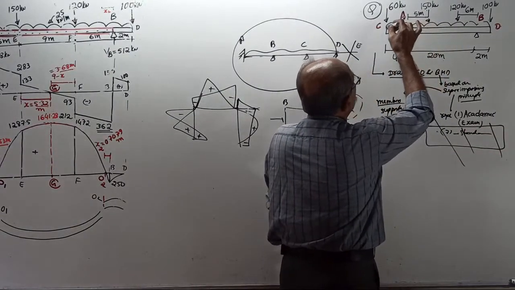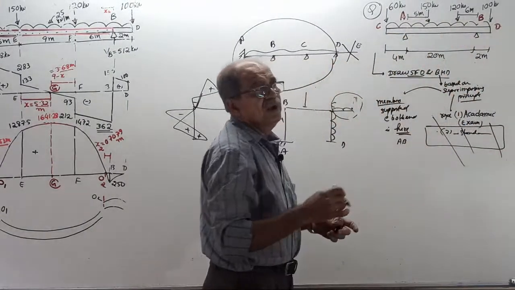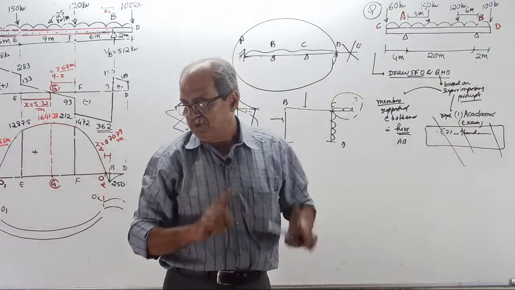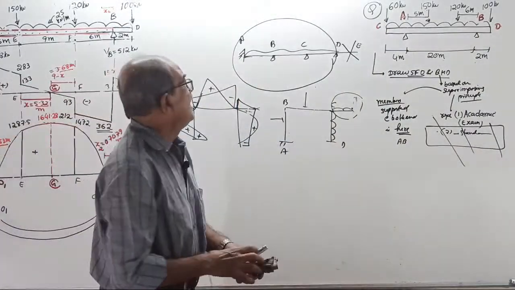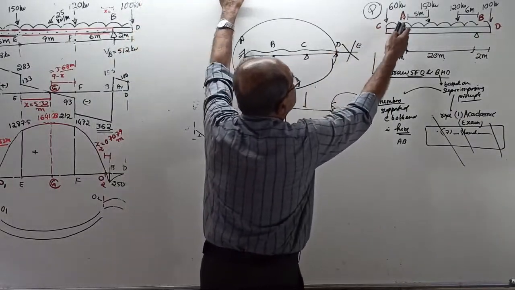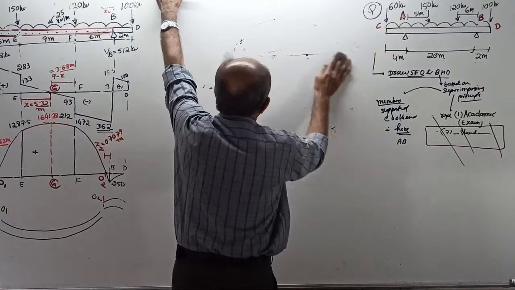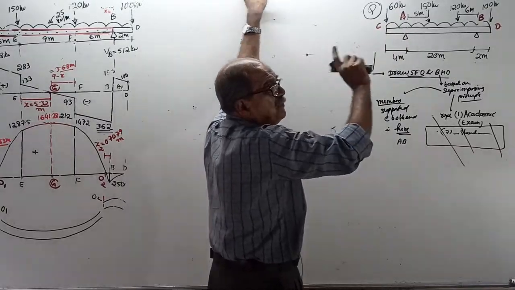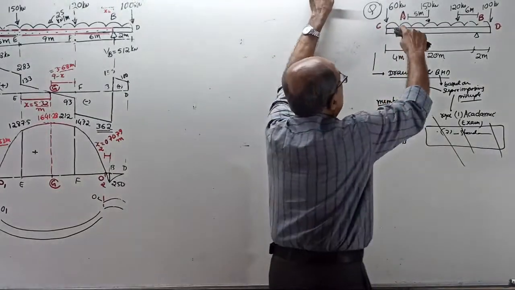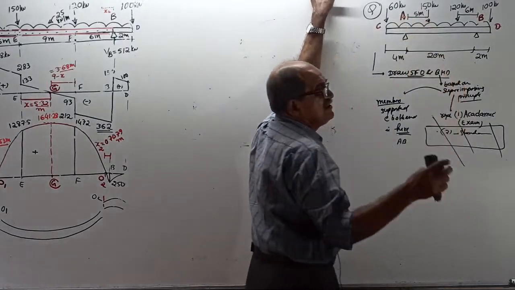First, do one thing. Consider this beam and draw based on the superimposing principle. Step by step I will tell. Here this is a determinate structure. Imagine it is an indeterminate structure; no problem. Multiple spans are there. If multiple spans are there, you will be knowing the member end moments. By which method?